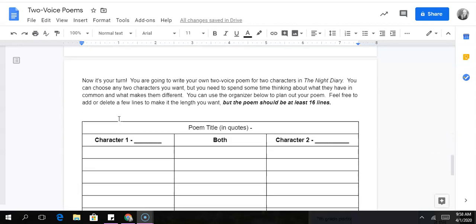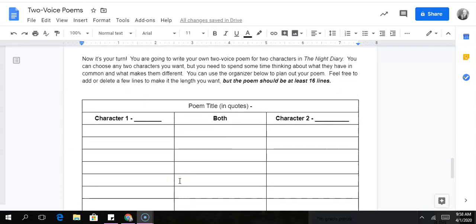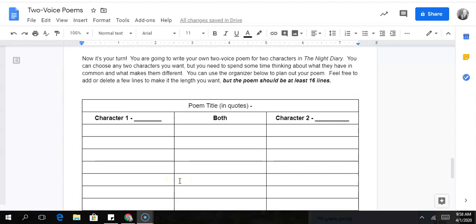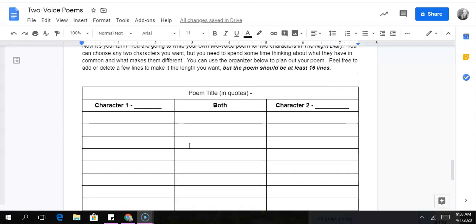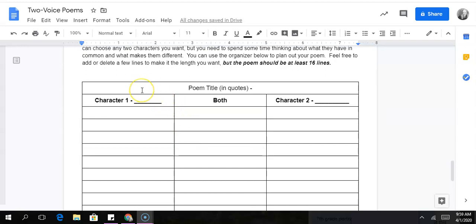What you're going to do is do it with two characters from the text that we read as a class. So maybe you choose Nisha and Amul, maybe you choose Dottie and Papa, maybe you choose Papa and Mama, maybe you choose Hafa and Nisha. You have a lot of choices. So you're going to use the text and think about what those characters have in common and what makes them unique, and you're going to fill it in this organizer. That's going to be your task.